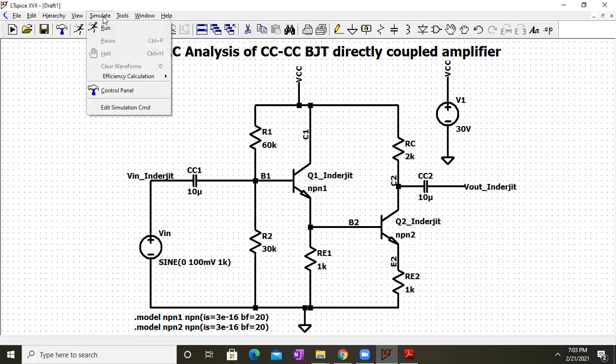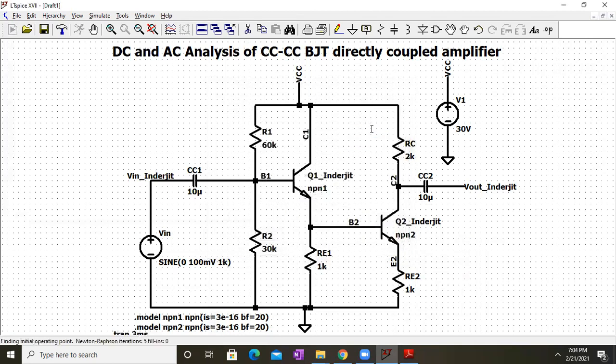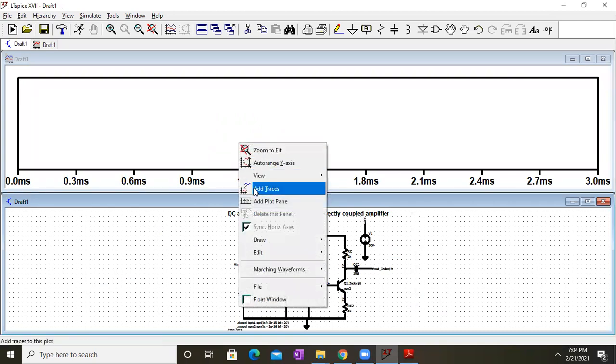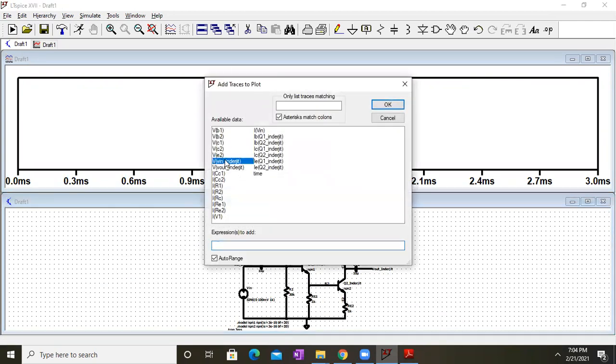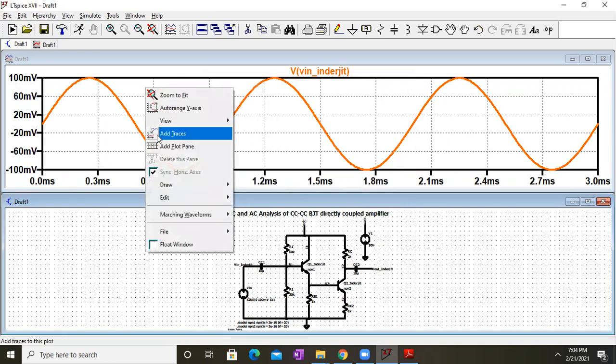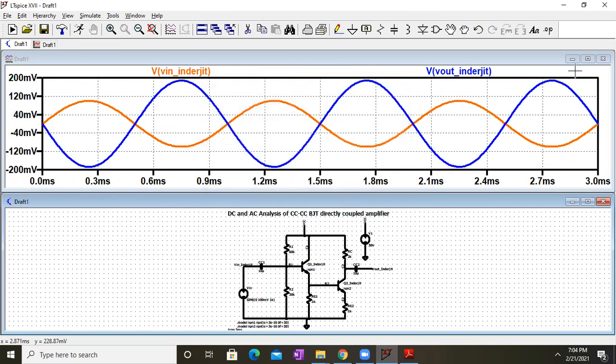Okay. Now let me go to simulate, click on run. Now over here, the frequency is around 1K, so you can give around, let's say, 3 milliseconds or so. Now you can plot input and output together. So this is my V in. You can right click and plot V in, and right click and plot V out also. So this is my V in and V out.